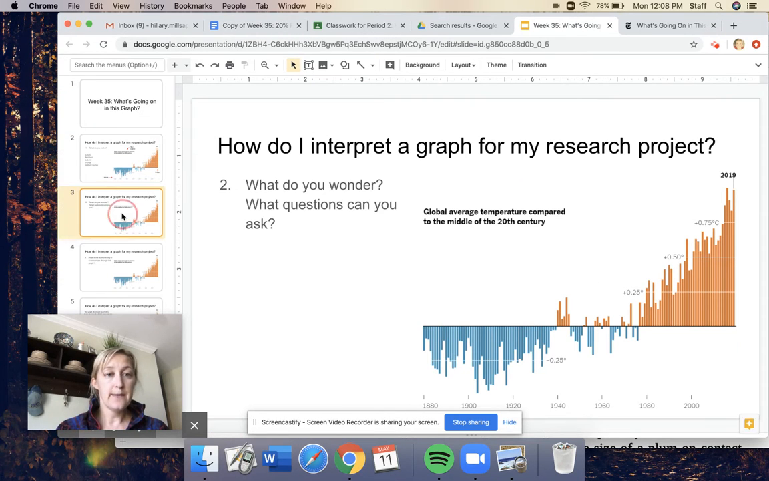So the next thing I'm going to look at is, what do I wonder? What questions can I ask? Well, I just asked a minute ago, what do these temperatures mean in Fahrenheit? And I can look that up really easily using Google. I will just enter 0.75 degrees Celsius to Fahrenheit, and then it will tell me what this means.